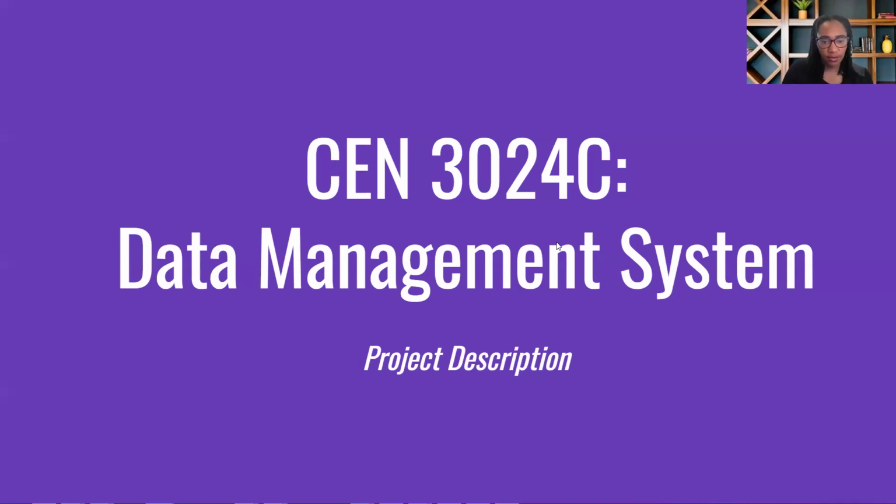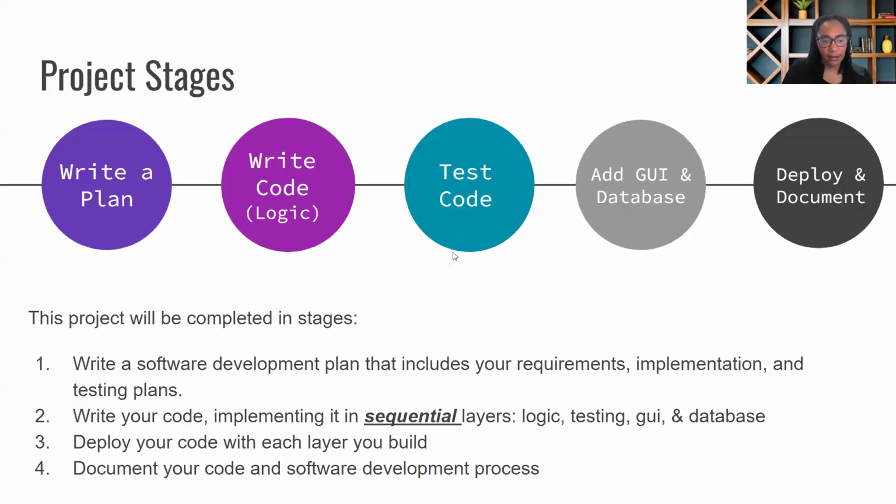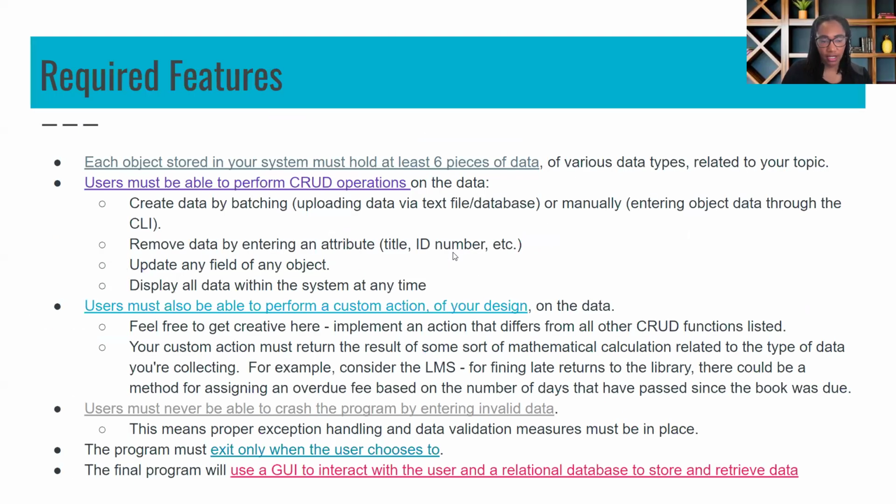So just a quick review on the requirements of your project. You're going to define the object. It could be football stats, Pokemon, horror movies, restaurants, whatever you're interested in. You're going to define an object that must hold at least 6 pieces of data. You have to use various data types. So, float, string, integer, etc.